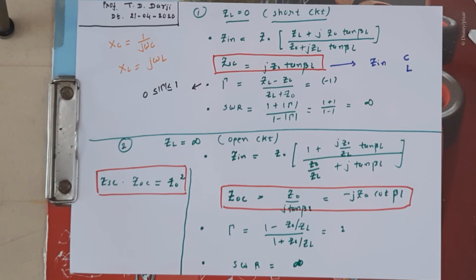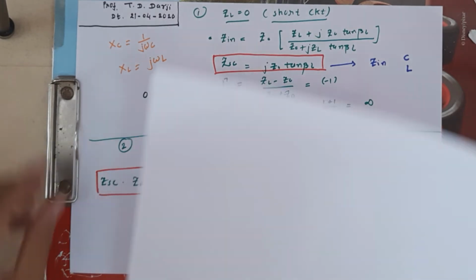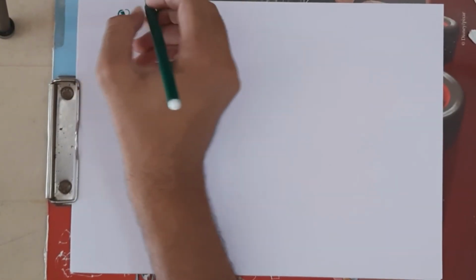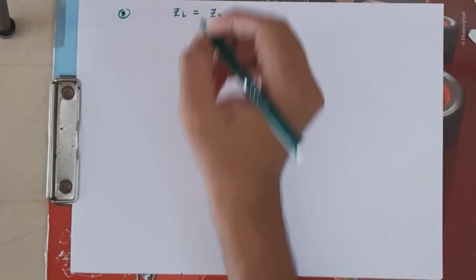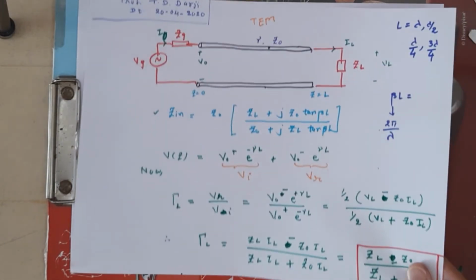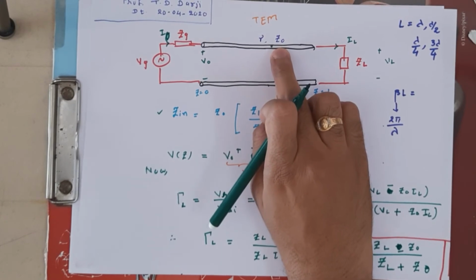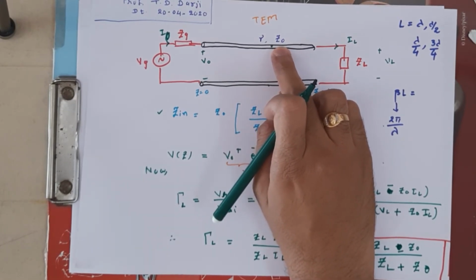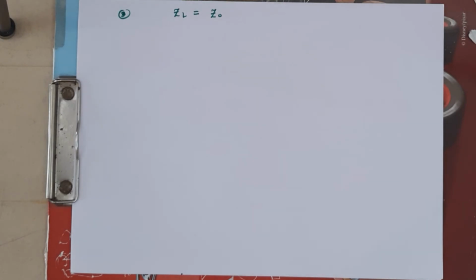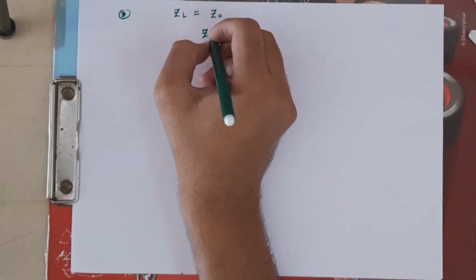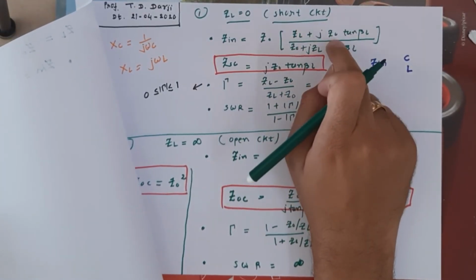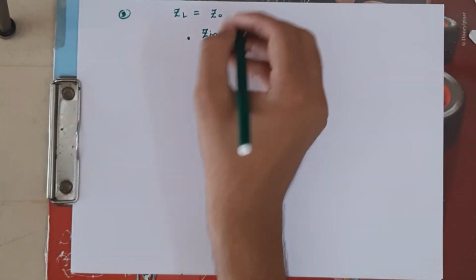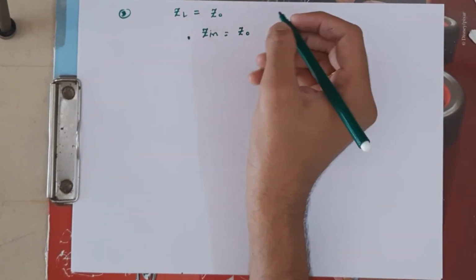So this one is our second special case of the transmission line. What is the third case of the transmission line? The third and very important case, which we have already discussed, is ZL equal to Z0. It means the load impedance value is exactly equal to the characteristic impedance of the transmission line. In that case, what is Z in? Put ZL equal to Z0, so the numerator and denominator terms are the same and cancel out. So Z in is equal to Z0.